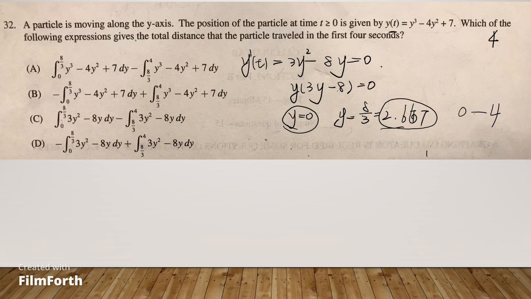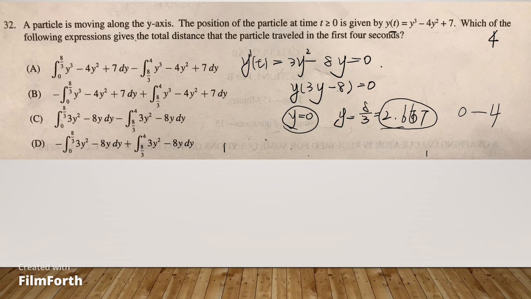But now we have another question. From 0 to 8/3 seconds, we don't know if it is positive or negative. It changed direction, but we don't know whether the first part is negative and the second part is positive, or the first part is positive and the second part is negative. The easiest way is we just plug in some value and check it. So for example, we plug in 1, because 1 is between 0 and 2.67.